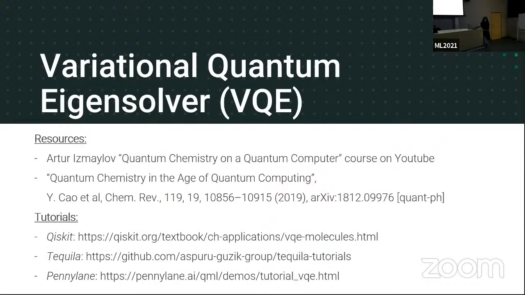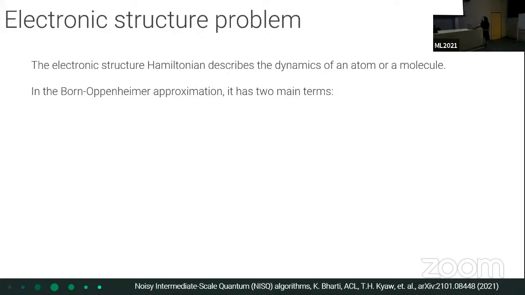So let me start with the variational quantum eigensolver, which is probably one of the best known variational quantum algorithms. These are some of the resources. There are very nice tutorials about applications, in almost any quantum language, so I encourage you to check them out. The variational quantum eigensolver tries to find the solution of the electronic structure problem.